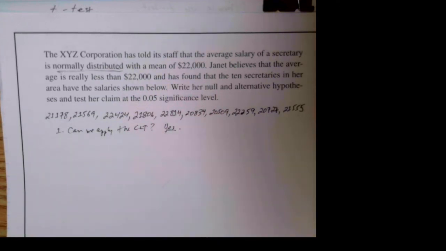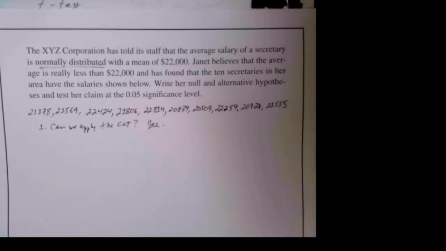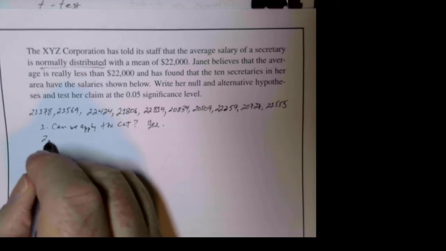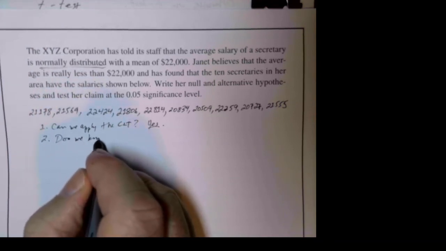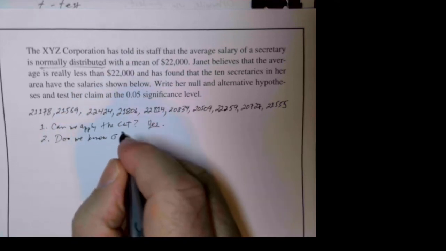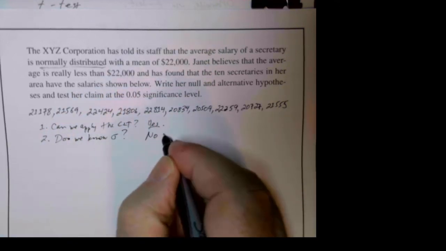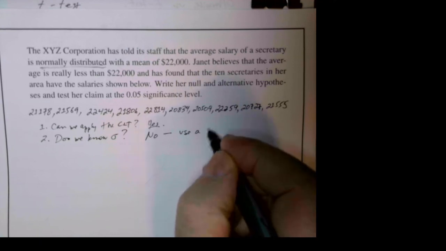Second question is, do we do a z-test or a t-test? In this case, we definitely do not have the population standard deviation. In fact, the problem doesn't give us any standard deviation. But in particular, so here's the question, do we know the population standard deviation? No. So we're going to use a t-test.